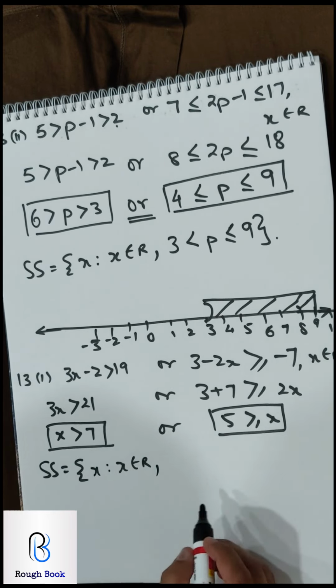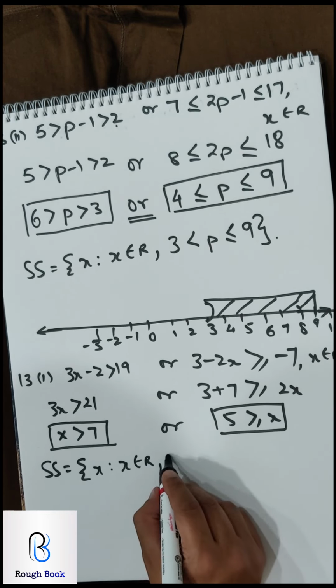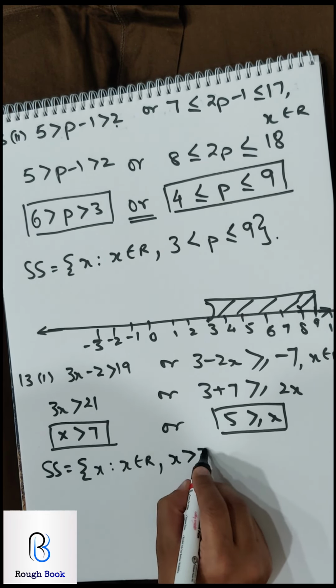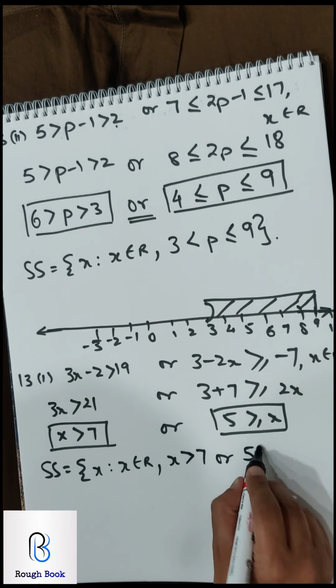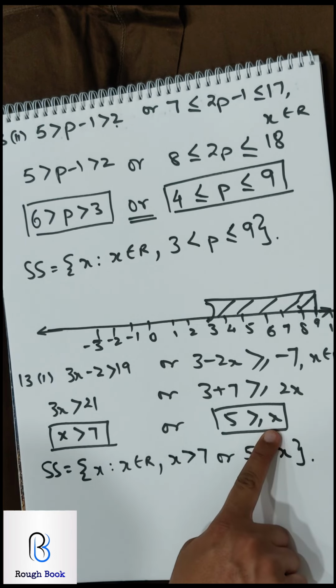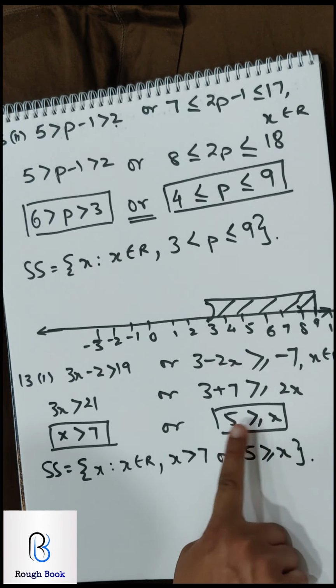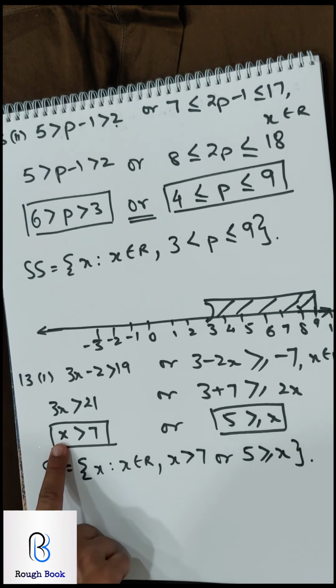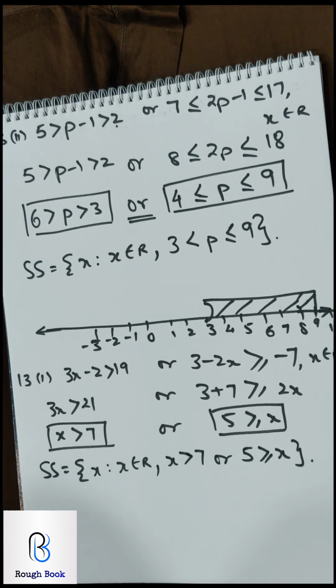So in this case, x is greater than 7, write that, or 5 less than equal to x. This is how we will have to write, because there is no such number which is smaller than 5 but greater than 7. So we'll have to write both the conditions with the word or.